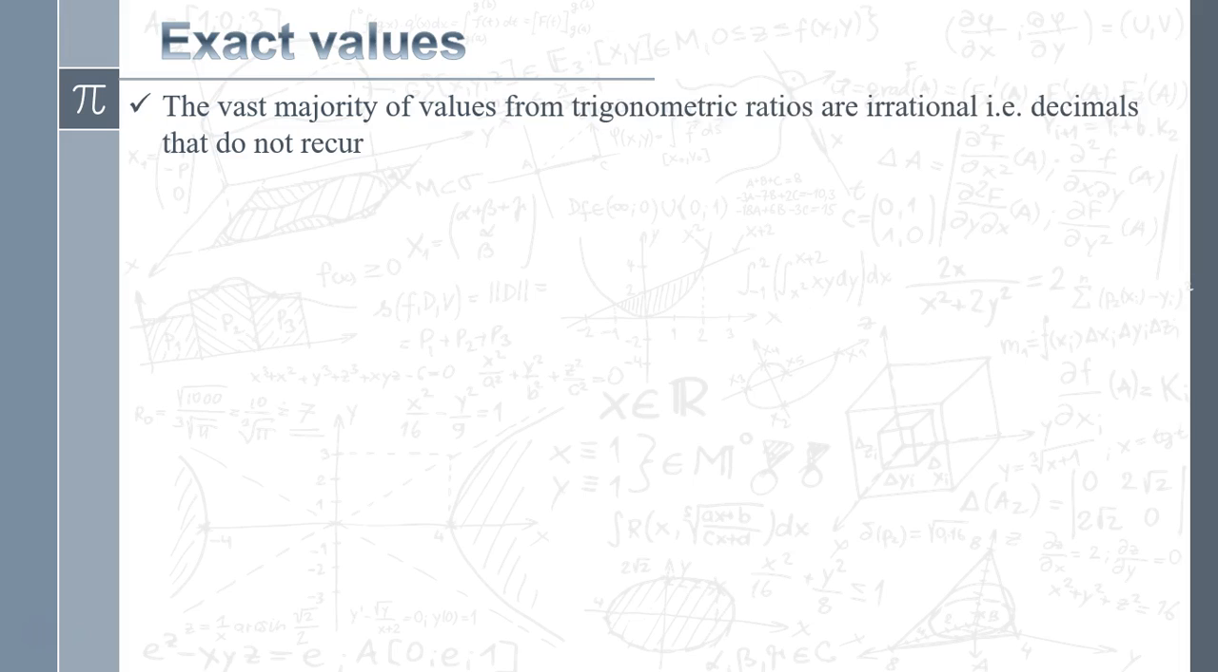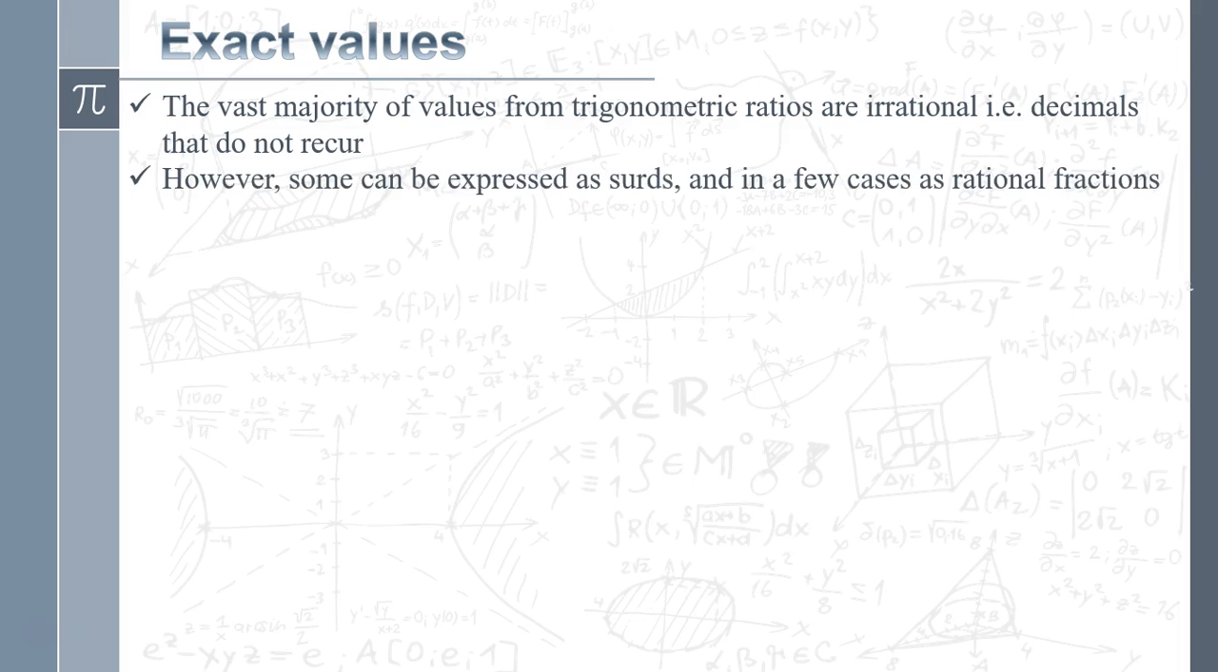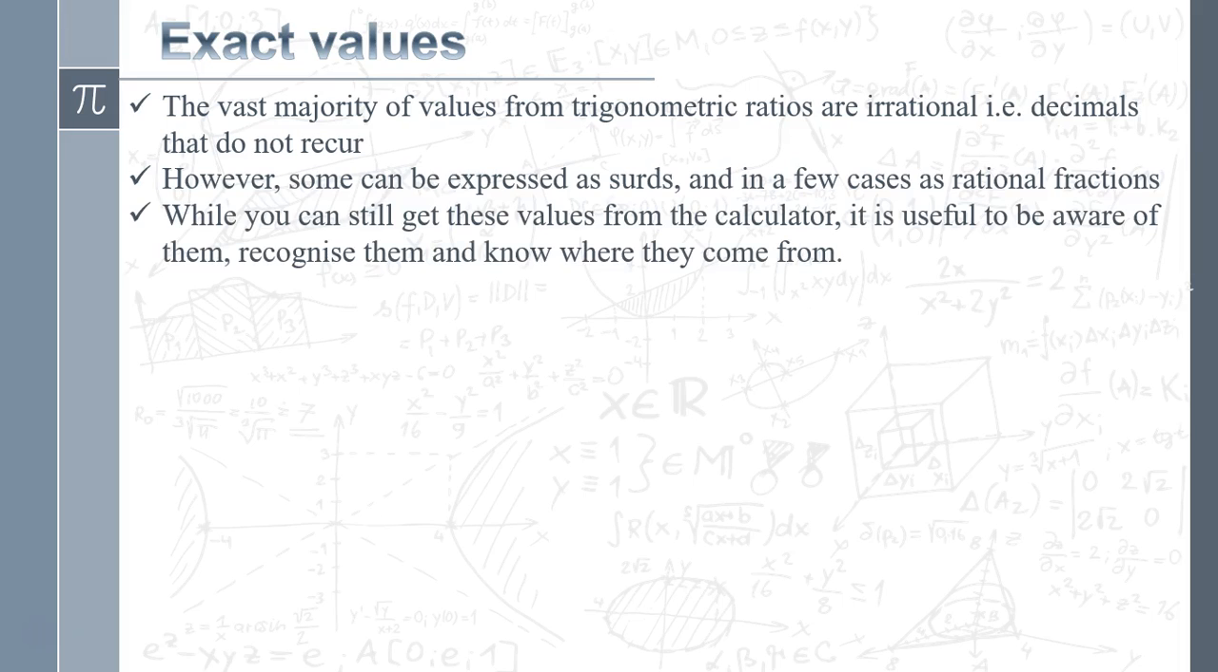So here we go. What we're going to find is that the vast majority of values from trig ratios are irrational, so that they're decimals that go on forever, and you end up doing some rounding. But there are some that we can write as surds, and there are also some that you can write as a rational fraction, i.e. using integers. And so we're going to have a quick look at those ones now.